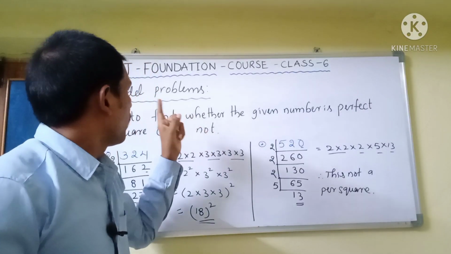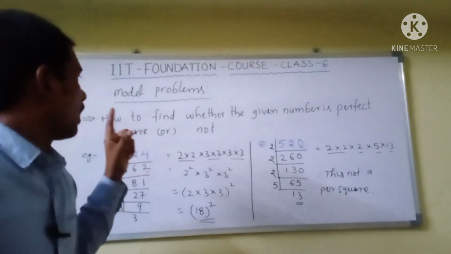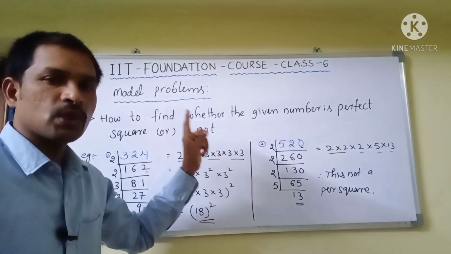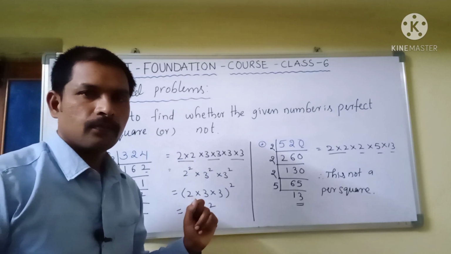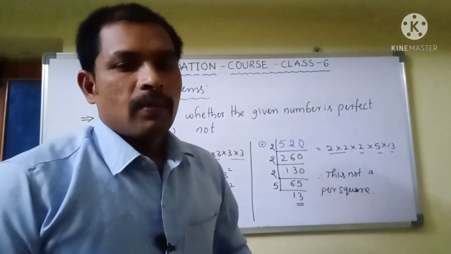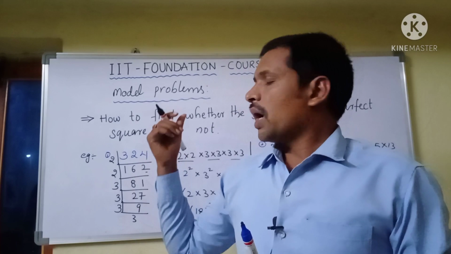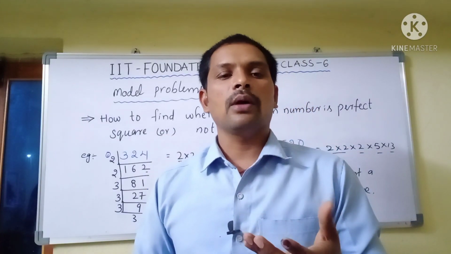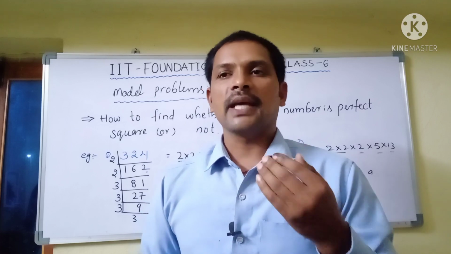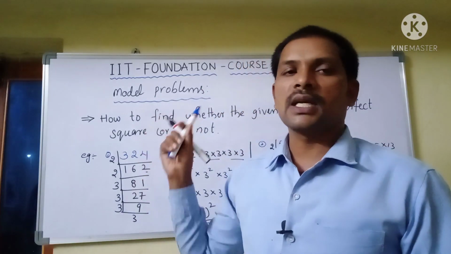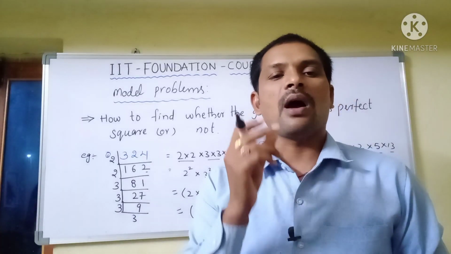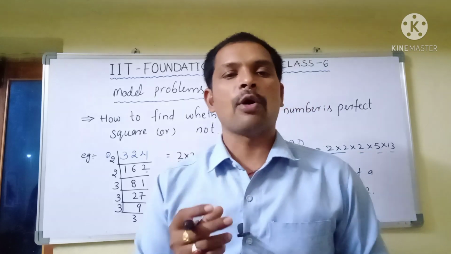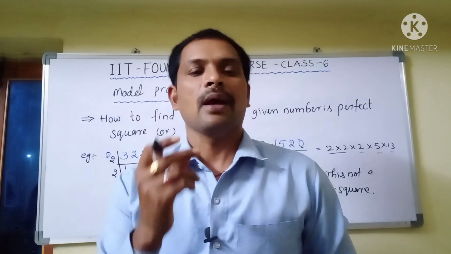So this is one of the model problems: how to find whether a given number is a perfect square or not. My dear children, what we have discussed in this video, just note it down as a reference. In the next video we are going to discuss the properties of square numbers.